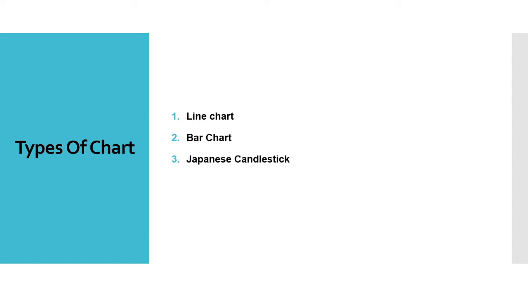First, line chart. Second, bar chart. Third, Japanese candlesticks. This module's focus will be on the Japanese candlesticks. However, before we get to candlesticks, we will understand why we don't use the line and bar chart.